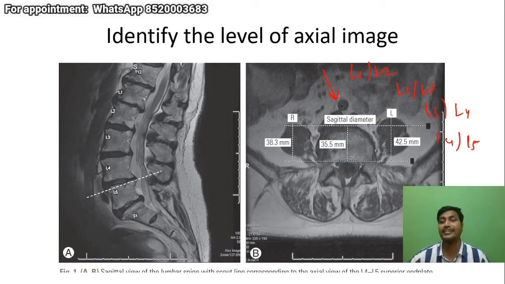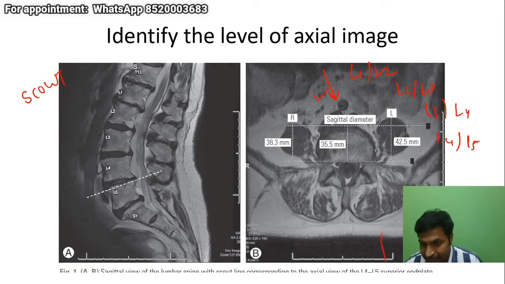But how did you say it is L4, L5? You cannot make out whether it is L4, L5 or L1, L2 or L2, L3 from the axial cut. You will have to see the sagittal cut. This is not the scout image. Usually whenever there is an axial cut, the MRI will have a small scout image. This is given over here.